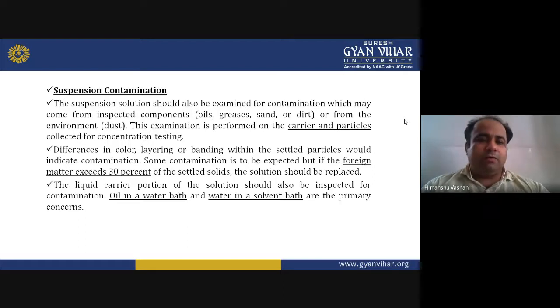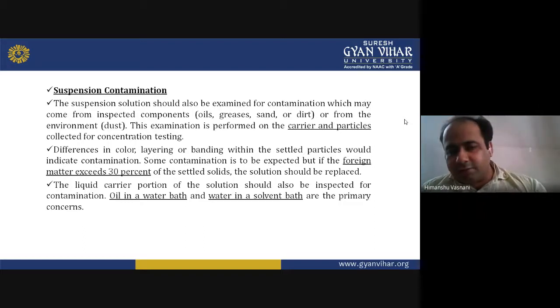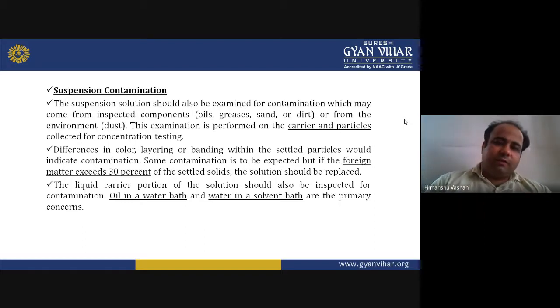Oil in a water bath and water in a solvent bath are the primary concern. But one thing should be noticed: if the foreign material exceeds 30% of settled solids, the solution should be replaced. We should understand that.